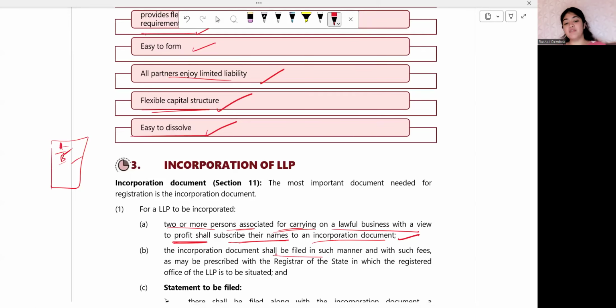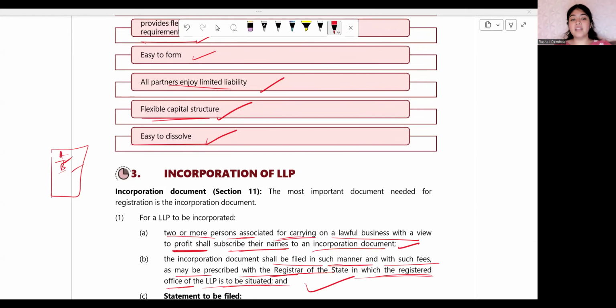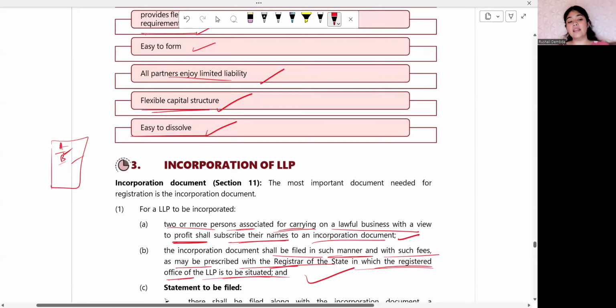The incorporation document shall be filed in such a manner and with such fees as may be prescribed with the registrar of the state in which the registered office of the LLP is to be situated. So wherever the registered office is going to be situated, suppose you make the registered office in Delhi, then with the registrar of Delhi you have to file your incorporation document.